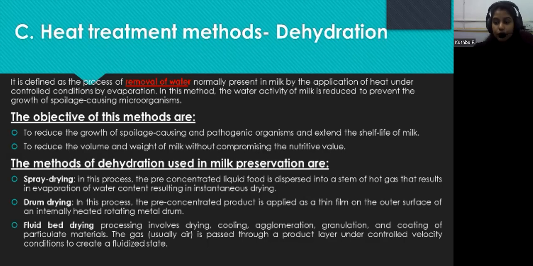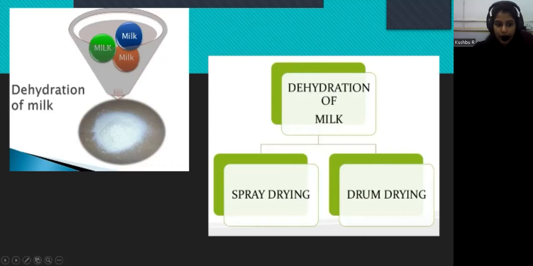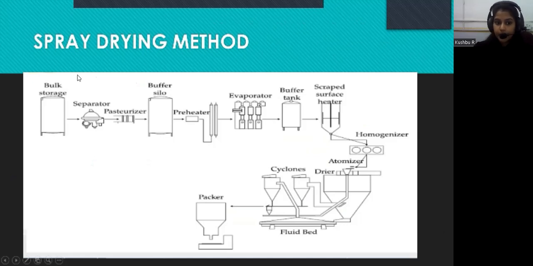In the drum dryer, we have two rotating drums which rotate around and are connected to a heater. Because of the internal heating coils, the drum temperature increases, thereby removing the water. The fluid bed drying methodology involves cooling, agglomeration, granulation, and coating the particle material to its air dried form. Thus, the globules are also protected. The milk is now powdered, which is the dehydrated milk.